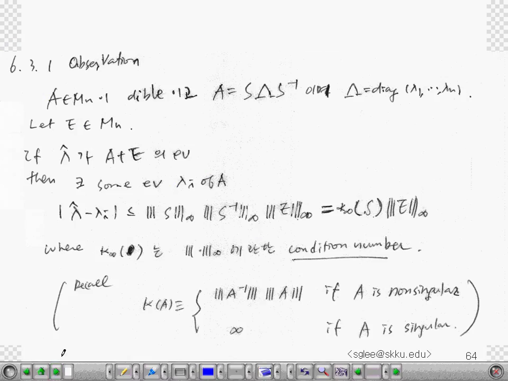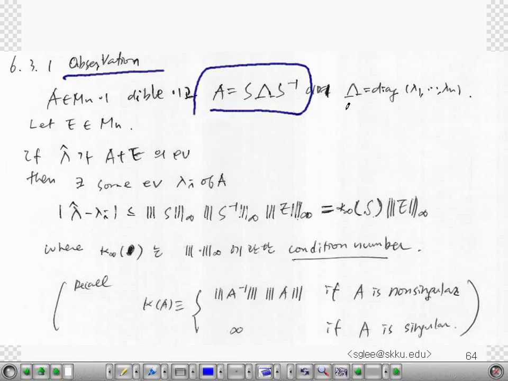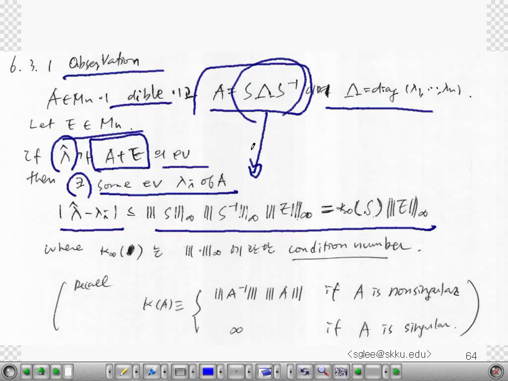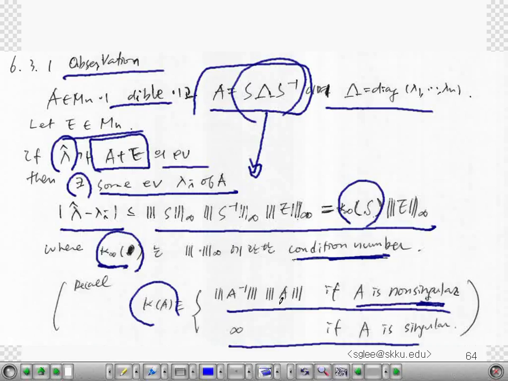Okay. So, for example, an observation here. Suppose A is a diagonalizable matrix, and E is an n-by-n matrix. Then lambda hat is an eigenvalue of A plus E. Then there exists some eigenvalue lambda i of A that satisfies this. Yeah, you can make it easily because of S. And this is the condition number. This condition number is defined in this way. If A is non-singular, then you can define it this way. If A is singular, then we define it as infinity. Then we just define the condition number with this matrix norm. Okay.